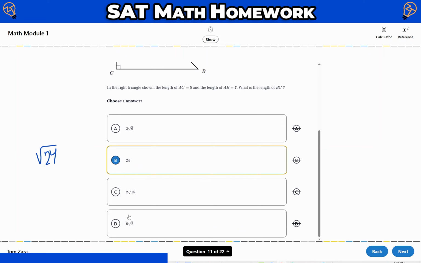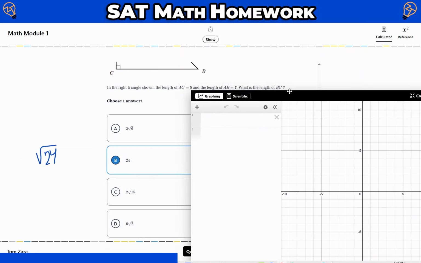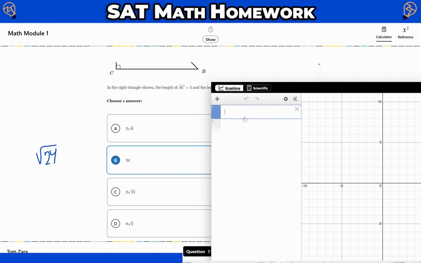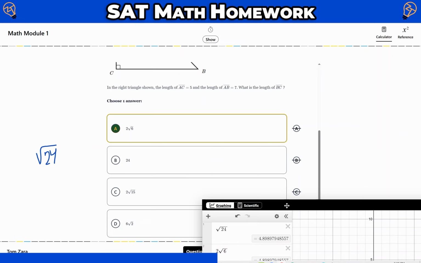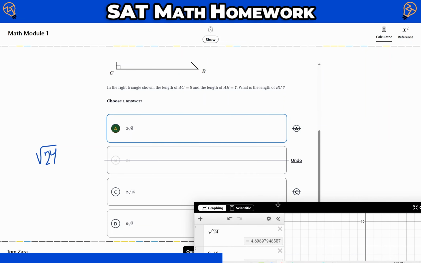And then at that point, if you're a little confused, if you don't know how to simplify radicals, you could just go to your regular calculator or Desmos, and you could do SQRT to do a square root, put in 24, and we see what it is. Well, let's compare that with 2 root 6. Hey, that's the same thing. So we know the answer is going to be A. Not sure why B is highlighted there. I meant to actually remove B.